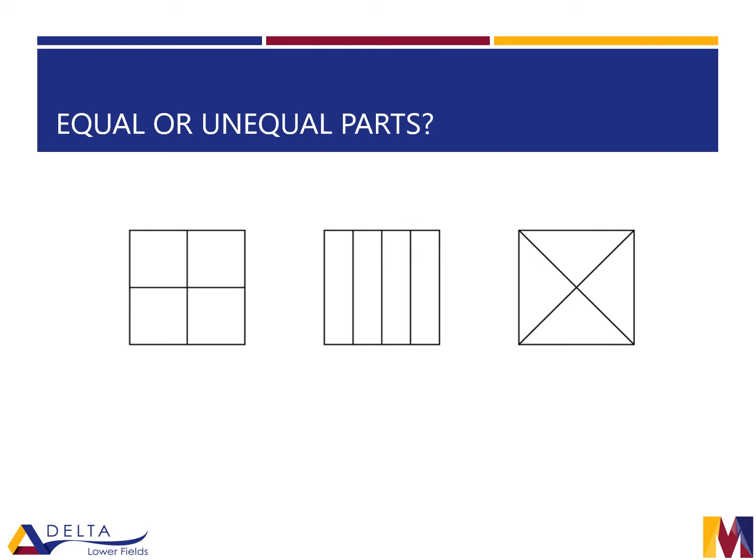Chances are they're going to say no. They often do, don't they? But of course they are equal because each of the squares has been divided into 4 equal parts. So even though they look different, they are equal. So have that conversation.